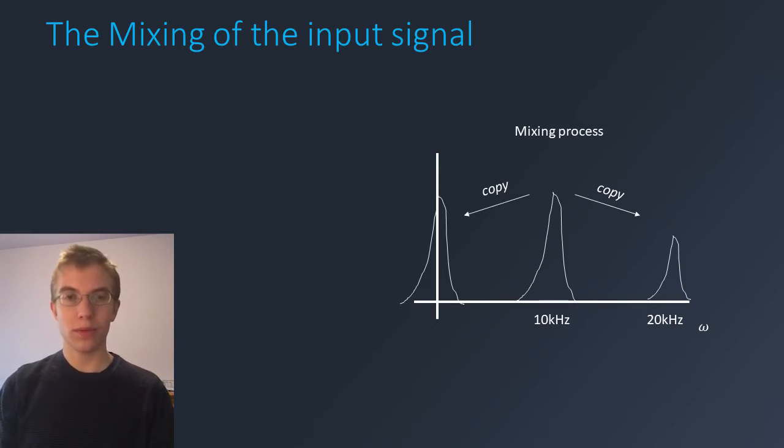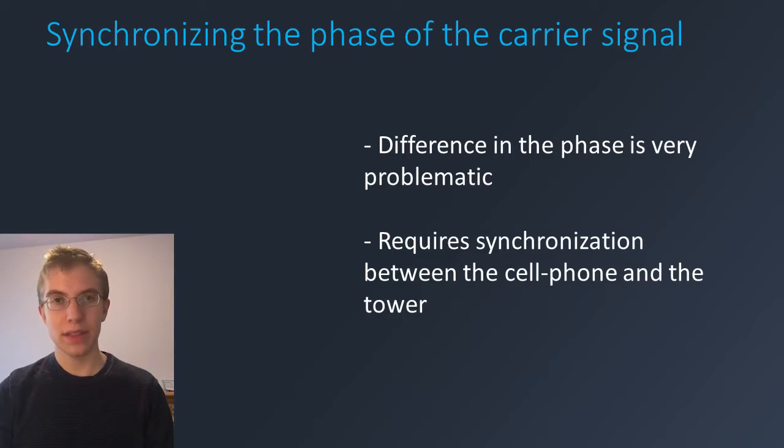One of the most important requirements in mixing is that the phase of the carrier frequency is identical between the phone and the radio tower. In order to accomplish this, cell phones periodically sync with the radio tower.